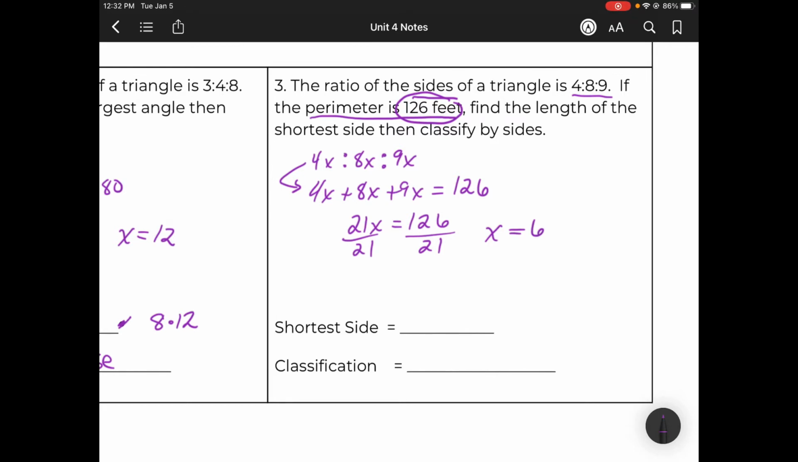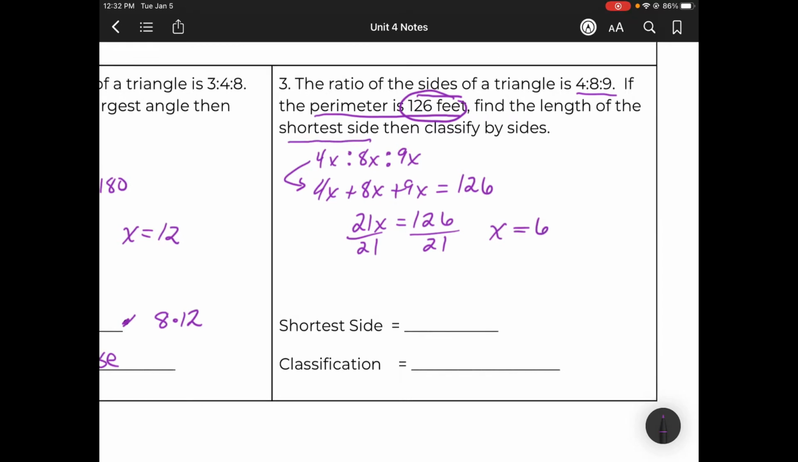Then again, I can find the length, in this case, of the shortest side, which would be this 4x expression. 4 times that x value of 6 equals 24. And we do have a unit of measure, feet, so the shortest side is 24 feet.